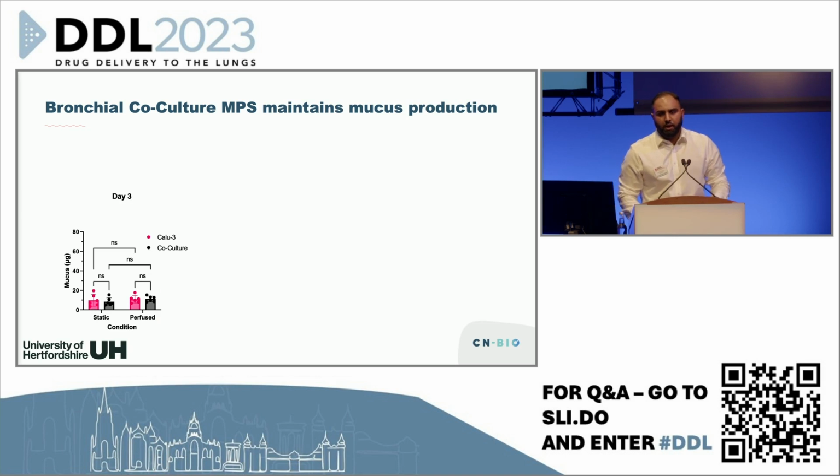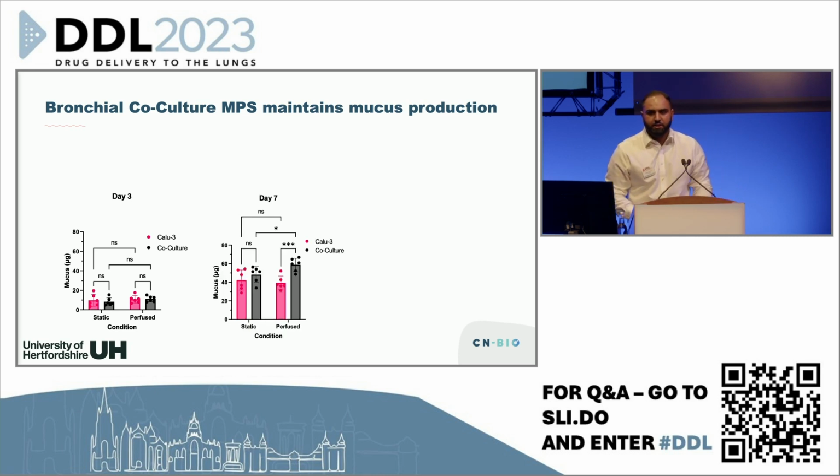We also optimized a mucus quantification assay using Alcian blue. And we could quantify mucins by as early as day 3. And by day 7, we were seeing a significant increase in the amount of mucins expressed by our Calu-3, both in the mono and in the co-culture. But again, the combination of the co-culture with the perfusion was creating a more mucus barrier from the Calu-3 cells. So we're seeing more mucin being expressed.